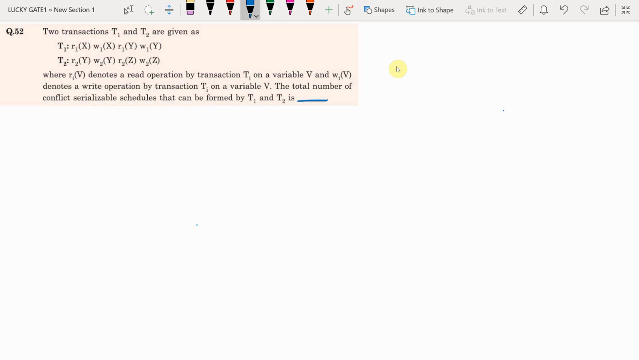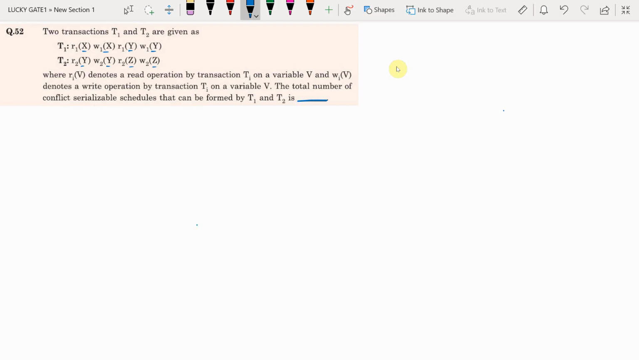Now what is T1 given? T1 is reading and writing the value of X, similarly reading and writing the value of Y, and what T2 is performing, reading and writing the value of Y and reading and writing the value of Z.